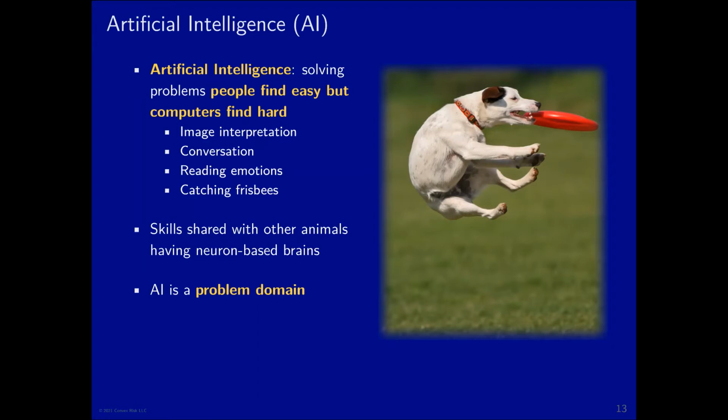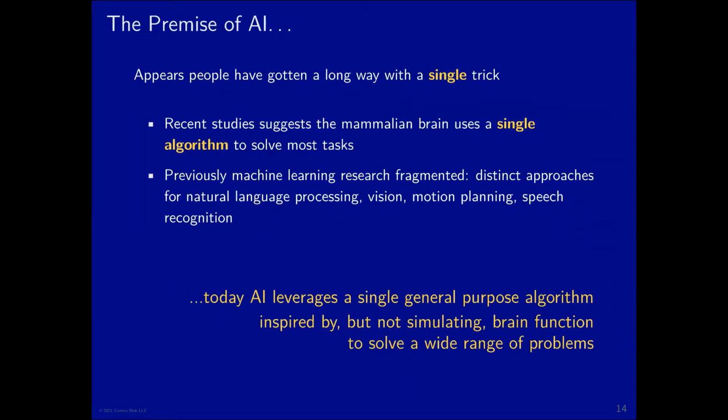It'll be a long time before we can build a robot that would catch a frisbee as effectively as a dog. And these skills, including in dogs, there's a lot of biological brains that appear to be wired in the same way, and they're all good at solving broadly the same things. So AI, problem domain, solving these types of problems that people find easy, but computers find difficult. And the basic premise here is that people have gotten a long way with a single trick, right?